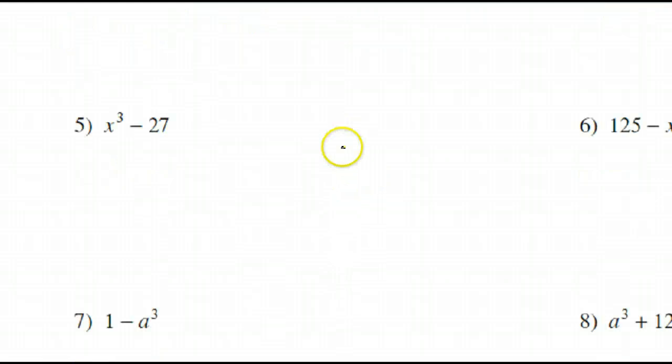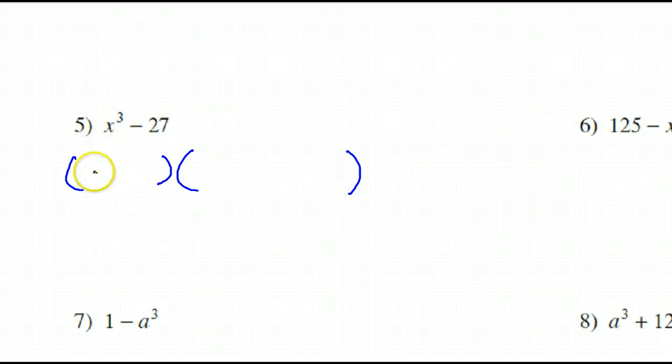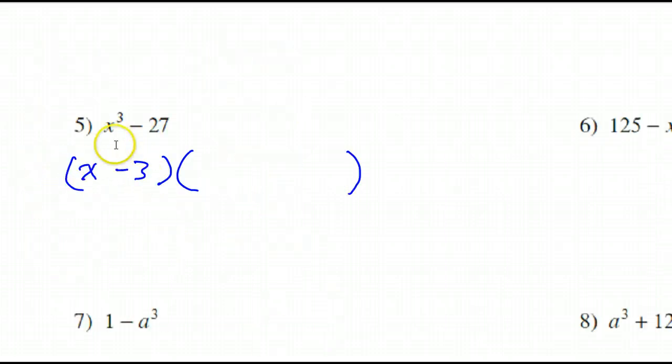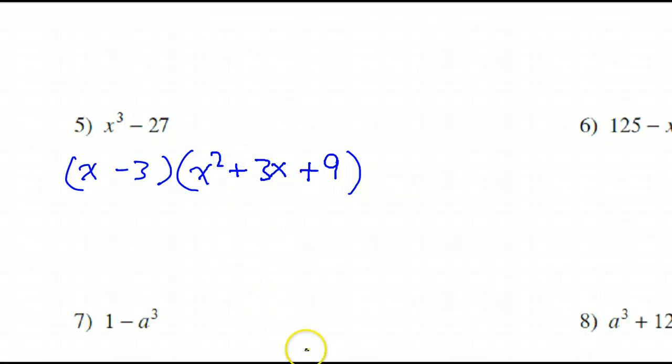All right, number 5. Binomial and trinomial. First, the roots of these, so I will have x minus 3. All right, 27 is 3 to the third power. If I square these, I get x squared and positive 9. If I multiply them, I get 3x, and I do the opposite sign.